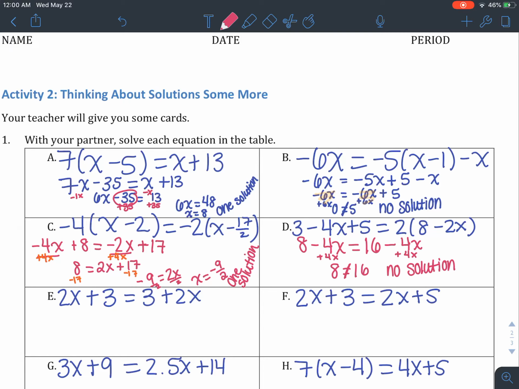All right. We have 2x plus 3 equals 3 plus 2x. Now, if we have both sides that are the same, this is going to be all true solutions. Because if our variables are the same, 2x and 2x, that means that they're going to cancel. And 3 does equal 3. We finally get all solutions.